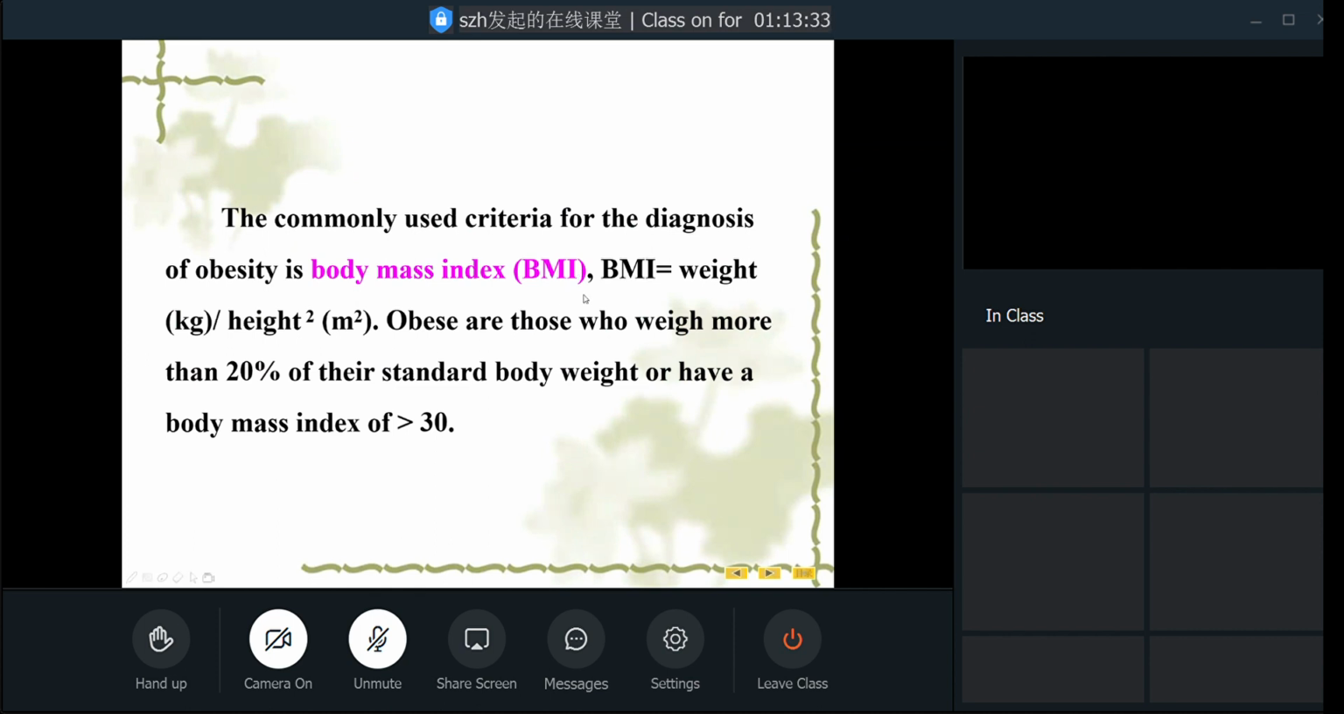So in physiology, you can see the body mass index. This is the commonly used criterion for diagnosing whether these people are obese or not. Obese people are those who weigh more than 20% of their standard body weight and have a body mass index above 30. These are obese people.